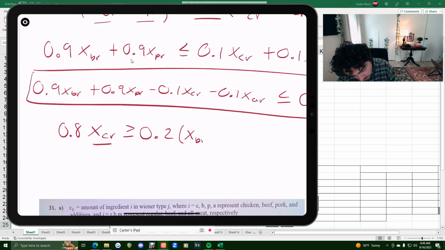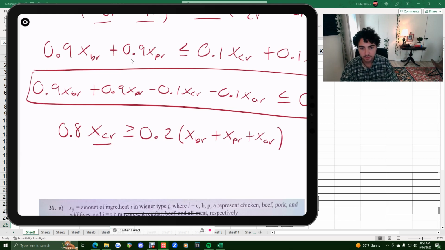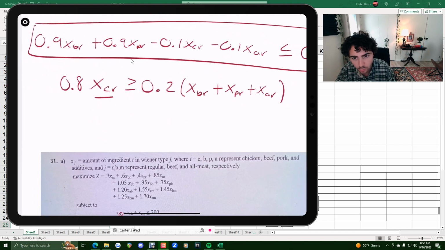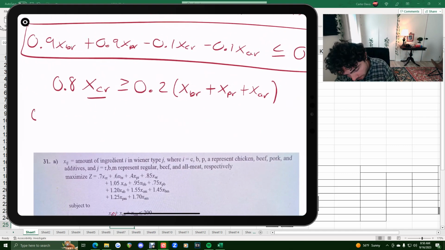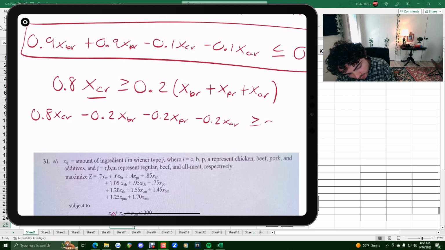There's the beef regular, there's pork regular, and there's the cereal additive regular. And so we tack those on to the opposite side. When we get everything on the left side of the equation, leaving 0 on the right side, I guess the inequality, not equation, sorry, we get this. We get 0.8x CR, and then we subtract the others: 0.2x BR minus 0.2x PR minus 0.2x AR is greater than or equal to 0.